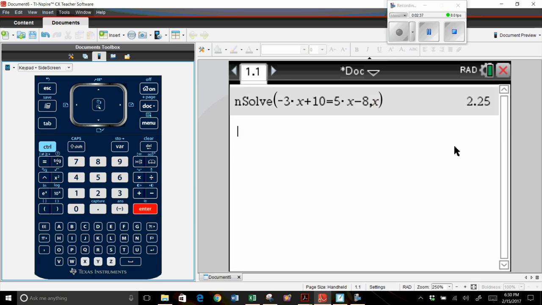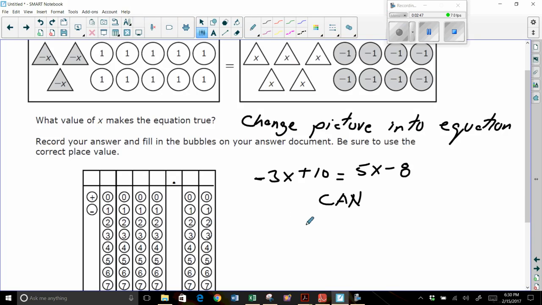My answer is 2.25. So what we'll do is we'll come back to our problem. The answer is 2.25. So x is equal to 2.25. So all I have to do now is just bubble that in. Since I have a decimal, I'm just going to wrap my answer around that decimal.